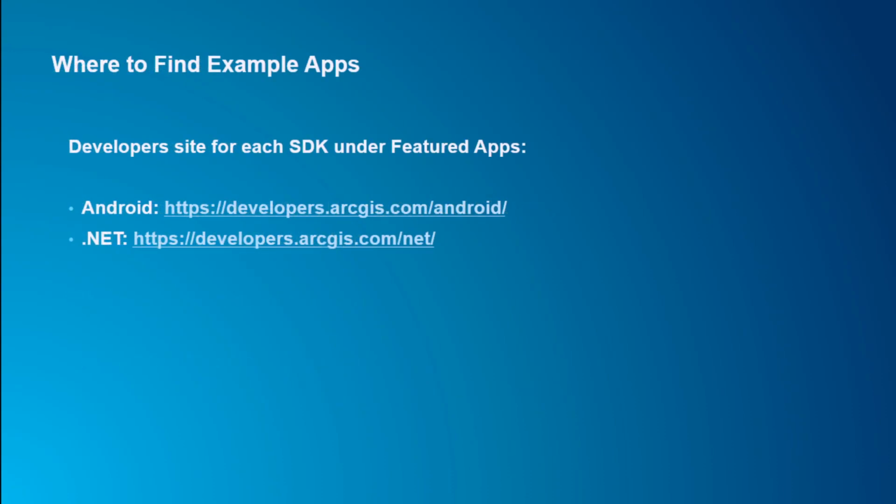Okay, where to find these example apps? They are under featured apps on the .NET developer side. So you go on the developer side, you go under either .NET or Android, and you go down to featured apps. And let me see if I can show you that real quick.